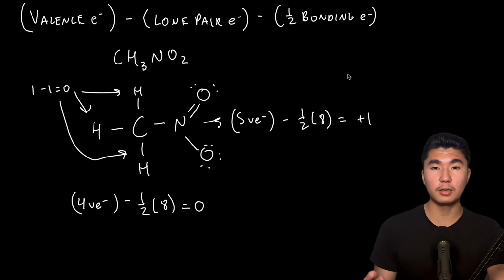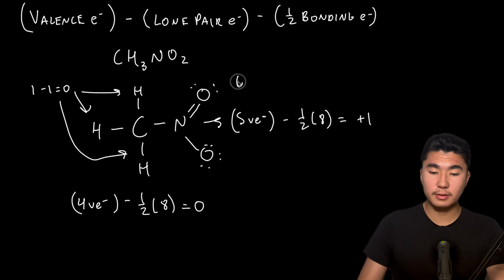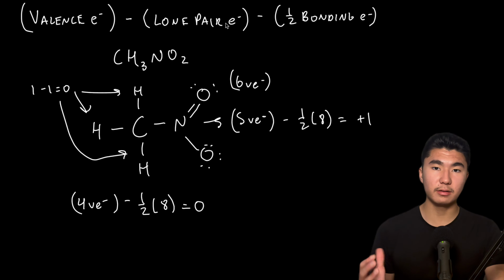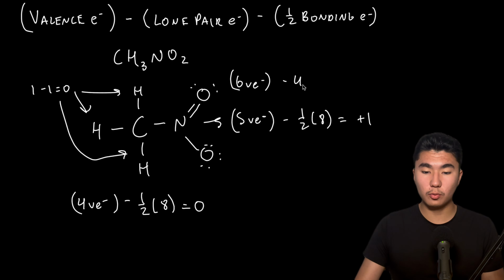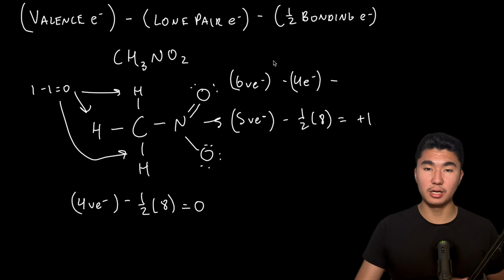So now let's look at this oxygen over here. In our periodic table, we're given oxygen, which is 6 valence electrons, and let's look at the lone pair electrons we have. How many electrons we have that are outside making these lone pairs, which is going to be 4, so minus 4 electrons. And let's look at half of the bonding electrons, so that's just going to be 2. So this is minus 2.